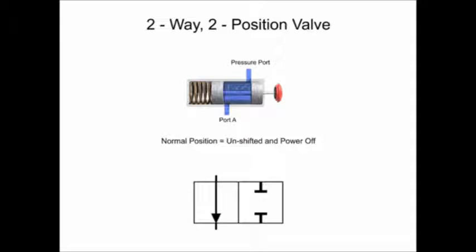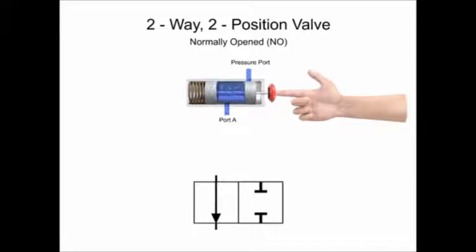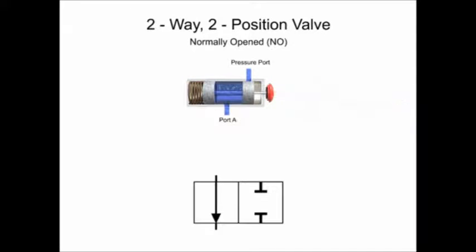The terms normally opened and normally closed are used to describe the condition of a valve when it is in the normal position. For this valve, the normal position is position 1, which allows unrestricted fluid flow through the open ports. Therefore, this valve is a normally opened valve. Additionally, this valve is a spring return valve, meaning that after it is actuated, a spring returns the spool to the normal position. A spring symbol is placed next to the block representing the normal position.